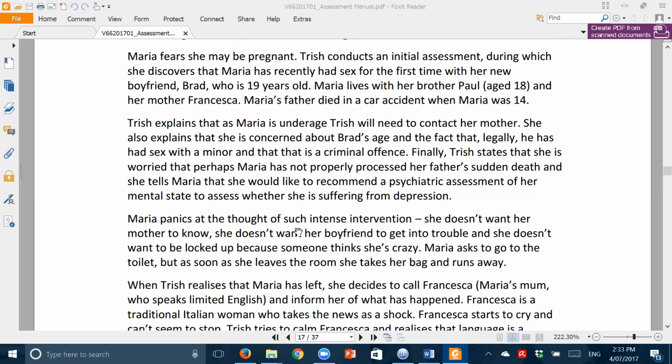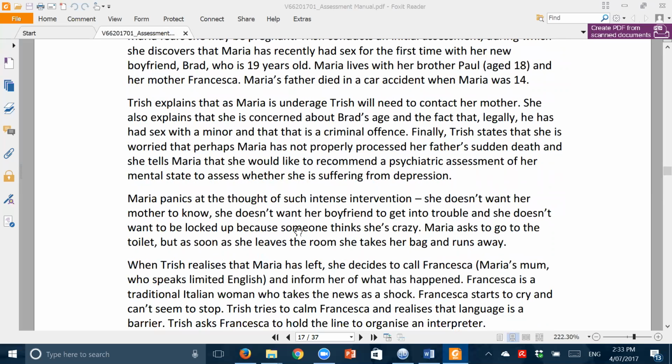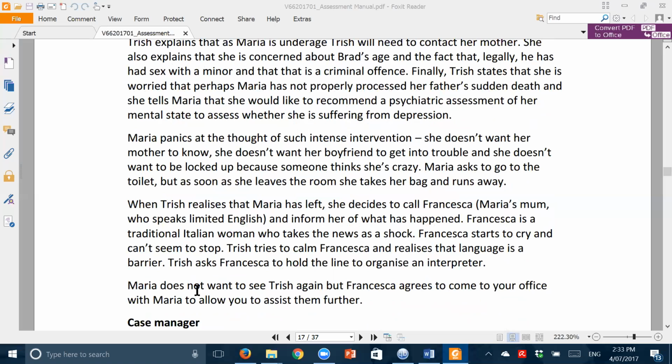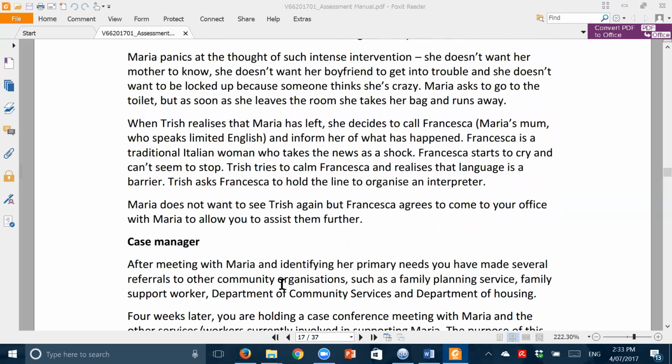When Trish realizes that Maria's left, she decides to call Francesca, Maria's mum, who speaks limited English, and inform her of what has happened. Francesca is a traditional Italian woman who takes the news as a shock. Francesca starts to cry and can't seem to stop. Trish tries to calm Francesca and realizes that language is a barrier. Trish asks Francesca to hold the line to organize an interpreter. Maria does not want to see Trish again, but Francesca agrees to come to your office with Maria to allow you to assist her further.